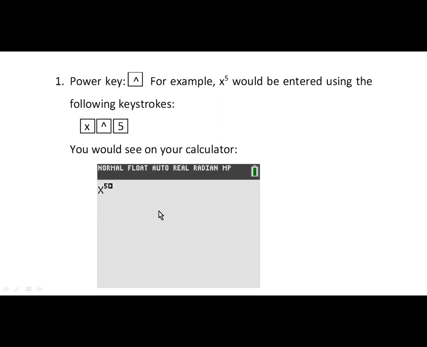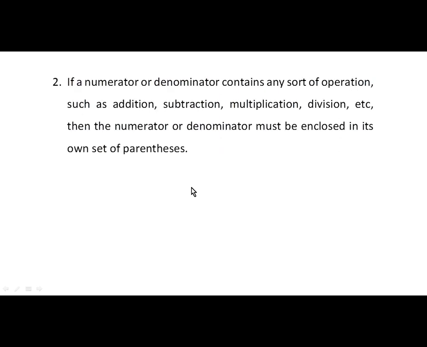So every once in a while, you really need to look at your calculator screen to see whether you are where you think you are. If a numerator or denominator contains any sort of operation, such as addition, subtraction, multiplication, division, and so on, then the numerator or denominator must be enclosed in its own set of parentheses. If you get in the habit of doing this, you'll be okay, but leaving off the parentheses for a numerator or denominator that needs it is usually what leads to some severe mistakes.